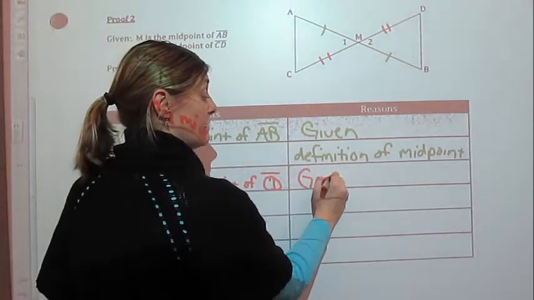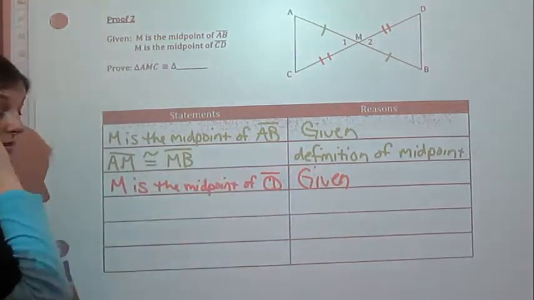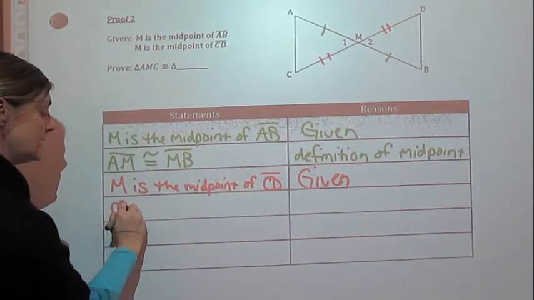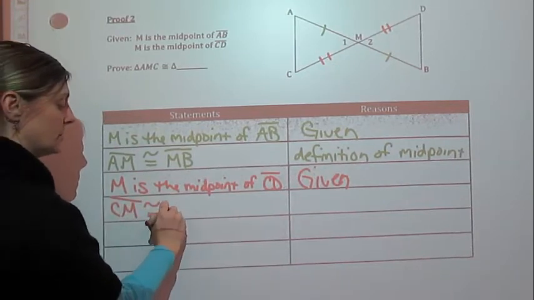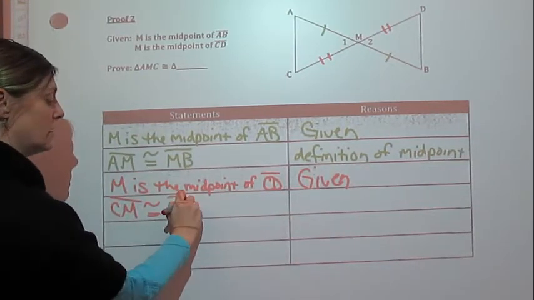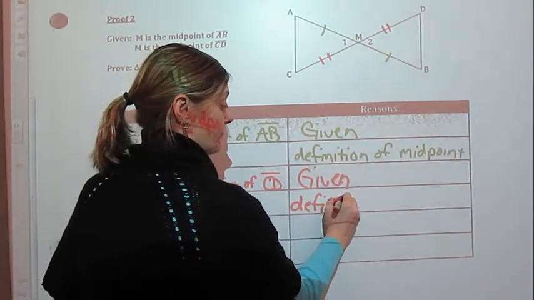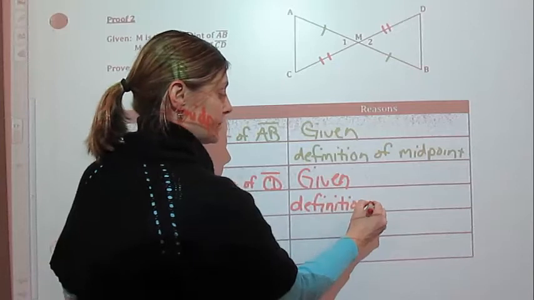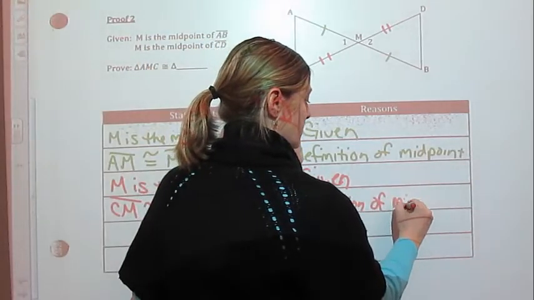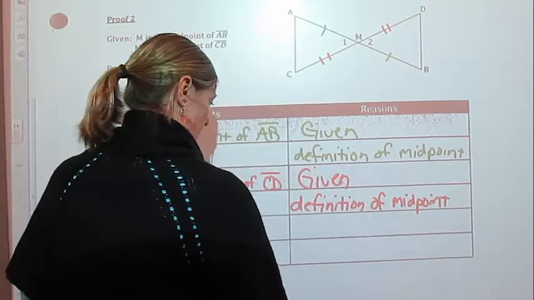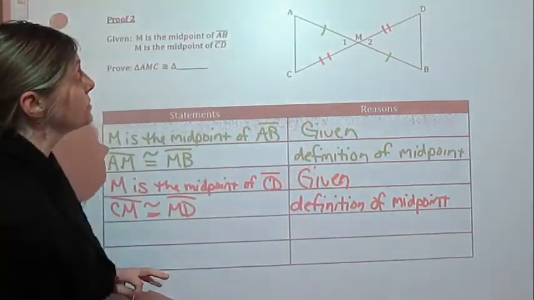Again, that was given. So M is the midpoint of CD. And because we know that M is the midpoint of CD, we know that CM is congruent to MD. And again, that's the definition of a midpoint. All right, so those are all the givens.